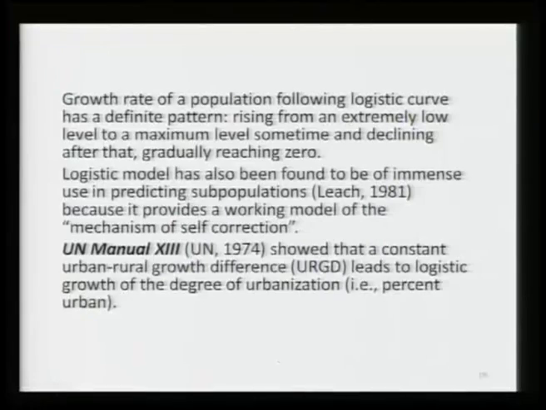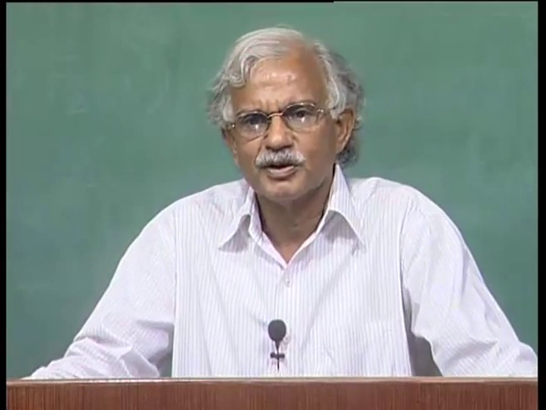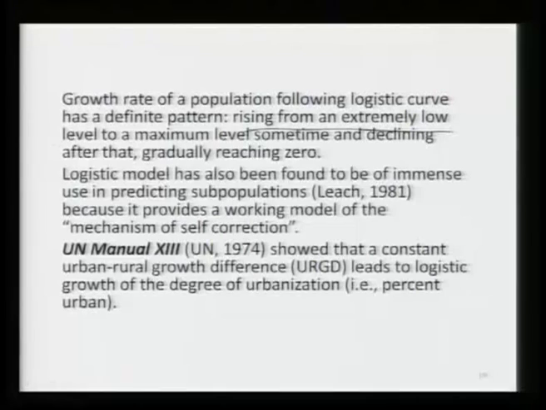UN manual 8 showed that a constant urban-rural growth difference leads to logistic growth of the degree of urbanization. Means, if you can assume that both urban and rural populations are growing exponentially, but the difference in growth rates of urban and rural areas is constant, means urban-rural growth difference URGD is constant, then the proportion urban or percentage urban follows a logistic model. In the beginning, when urbanization is low, when virtually the whole population is living in villages, percentage urban rises at a very slow pace.